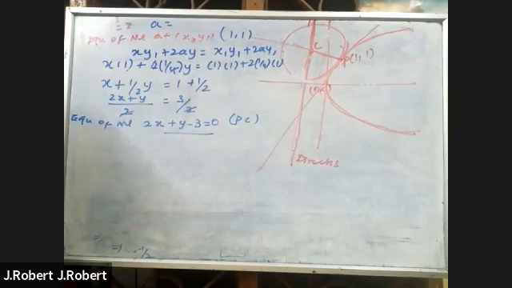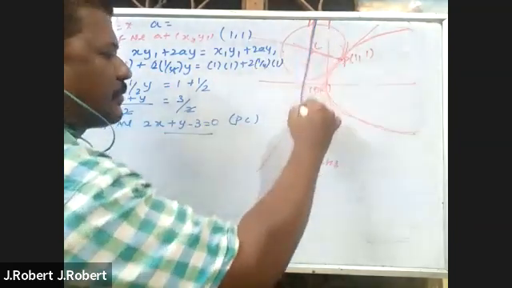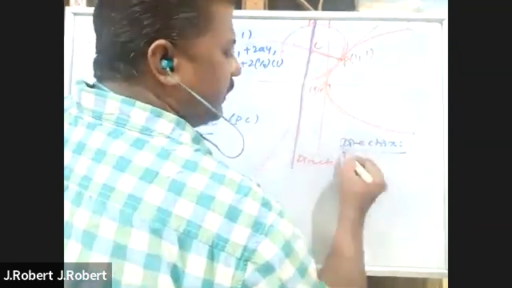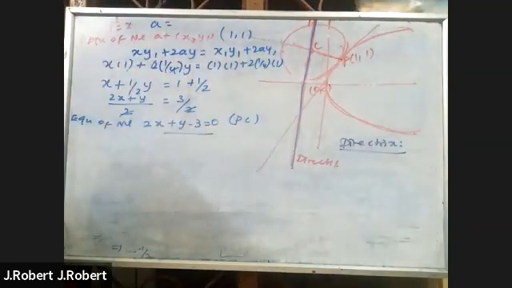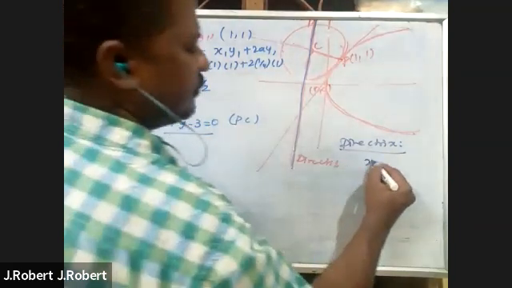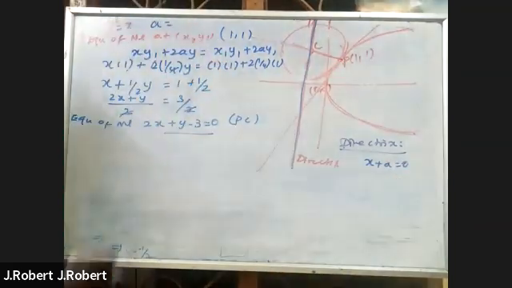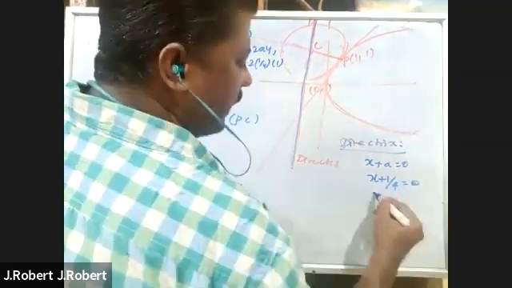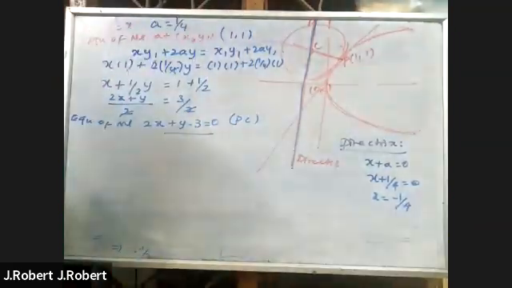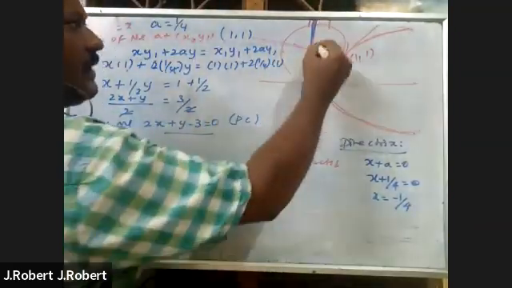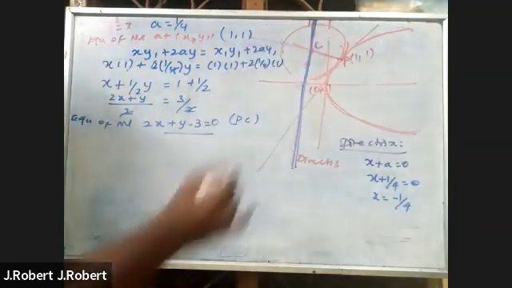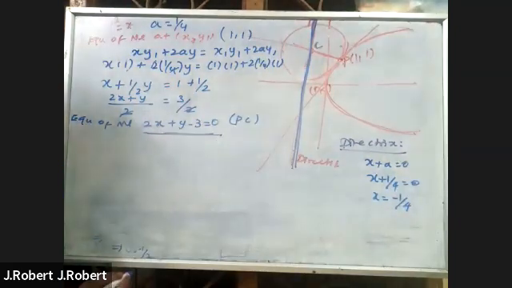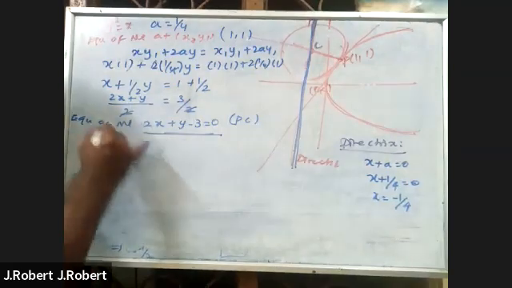This normal touches the directrix of the parabola. Who knows the formula for the directrix of the parabola? What is the directrix of the parabola? Quick. x plus a equals 0. Here the value of a is 1/4, so x plus 1/4 equals 0, therefore x equals minus 1/4. The center lies on this directrix, and the normal also passes through it. So put x equals minus 1/4 in the normal.